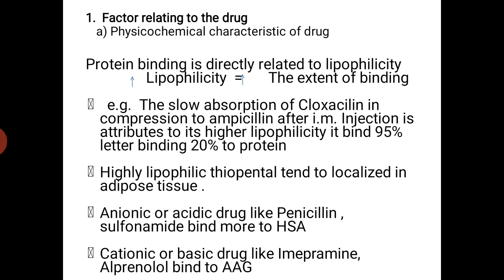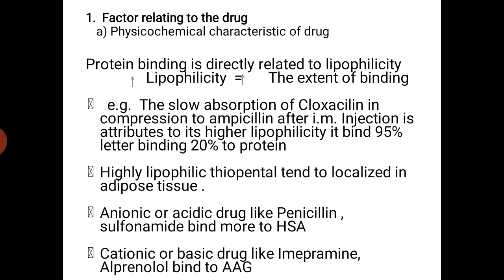Both cloxacillin as well as ampicillin are administered as intramuscular injection. Cloxacillin is highly lipophilic, ampicillin is less lipophilic. Highly lipophilic is the only reason that cloxacillin is bound 95% with the protein, whereas ampicillin is bound only 20%. What is the significance of this?